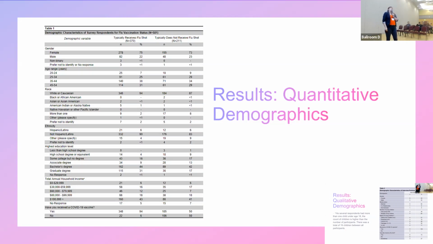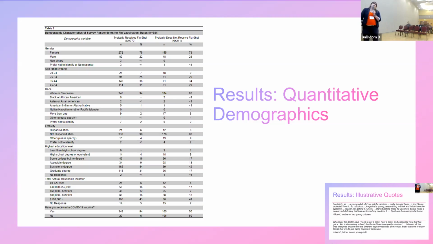Okay, and the only thing I wanted to note on the demographics for the qualitative participants is that while all 11 have received a COVID-19 vaccine, only 8 have a consistent flu shot.